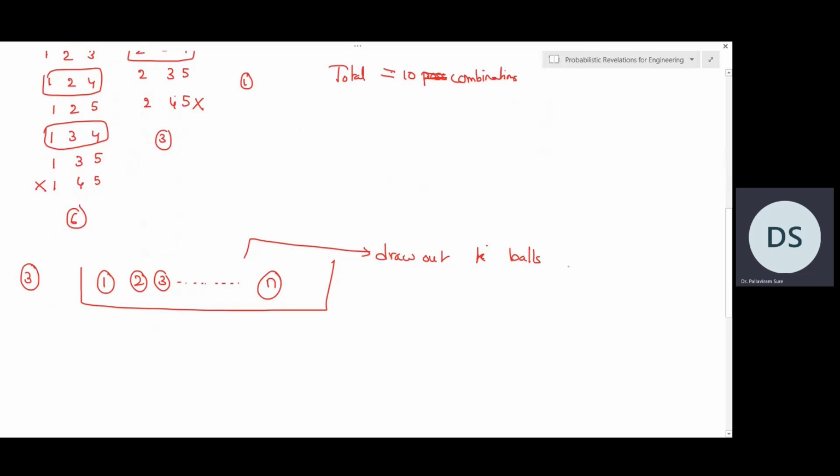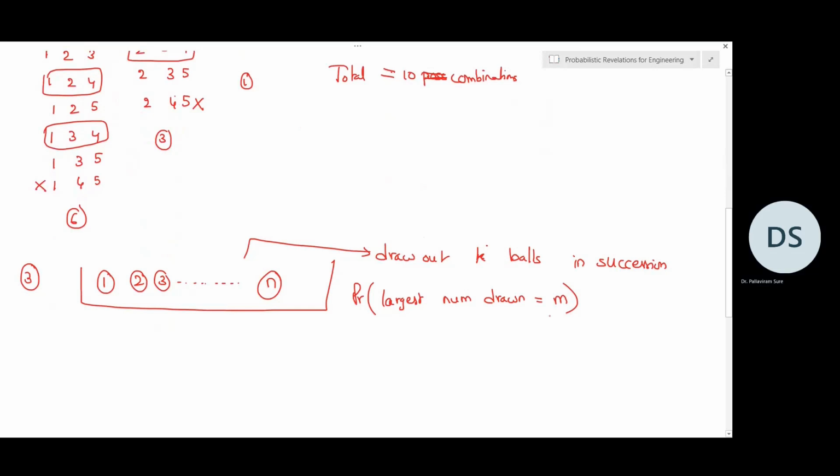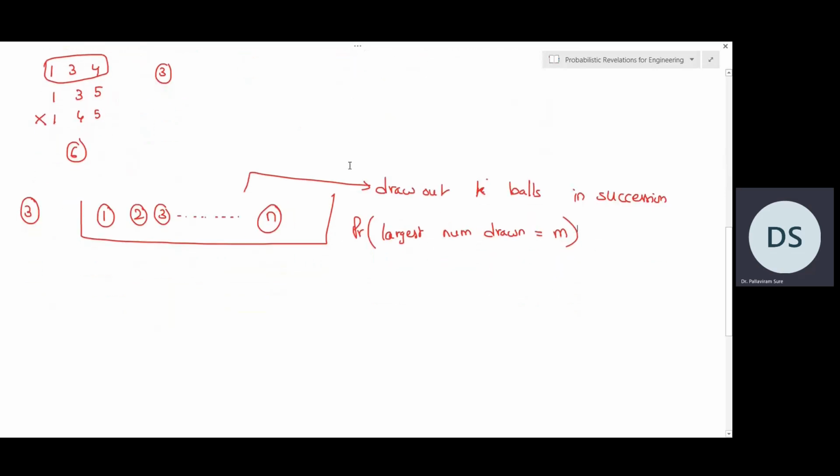So k balls in succession. And we need to find the probability that the largest number drawn is equal to m. So you observe that the number of balls is n, and we draw out k balls, and the largest number drawn among these k balls is m. So this is like a generalization of what we have done in the previous two problems.